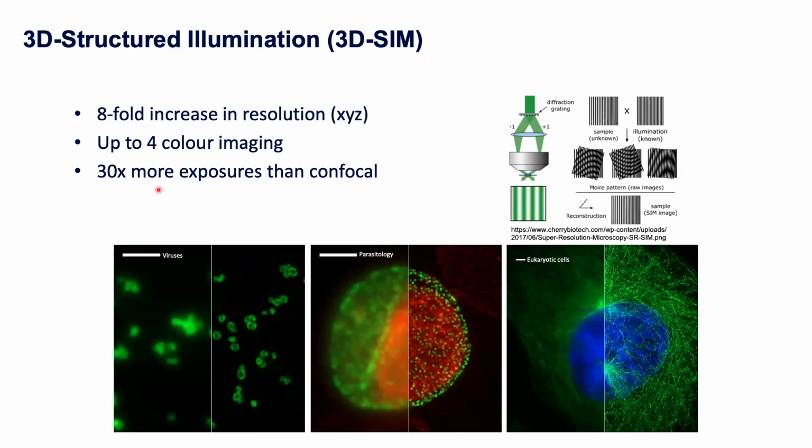The next approach that I wanted to cover was 3D structured illumination. This will give a twofold increase in resolution in the X, Y, and Z dimensions, which gives you an effective 8-fold increase in resolution, and allows you to do up to 4-color imaging. The downside here is you need to take 30 times more exposures than you would on a standard confocal system.